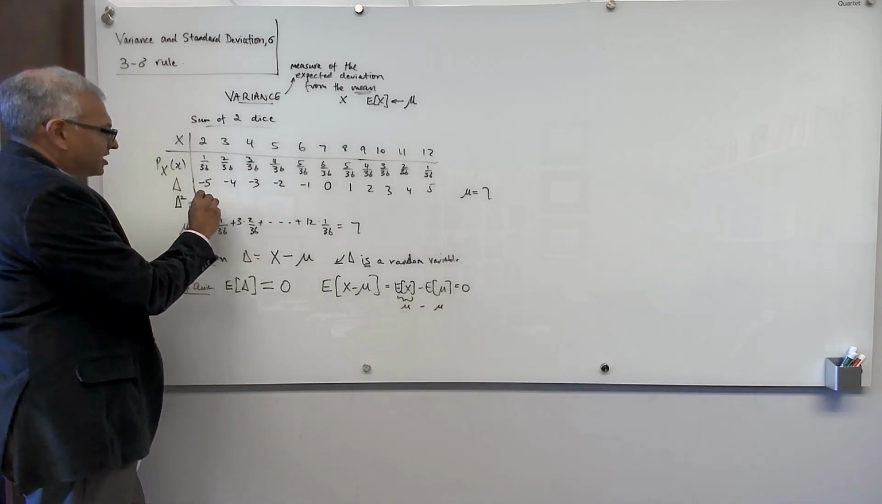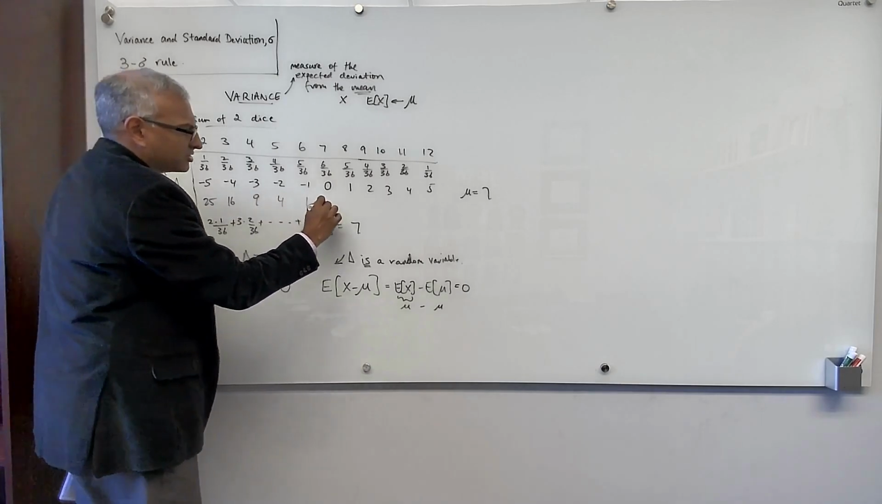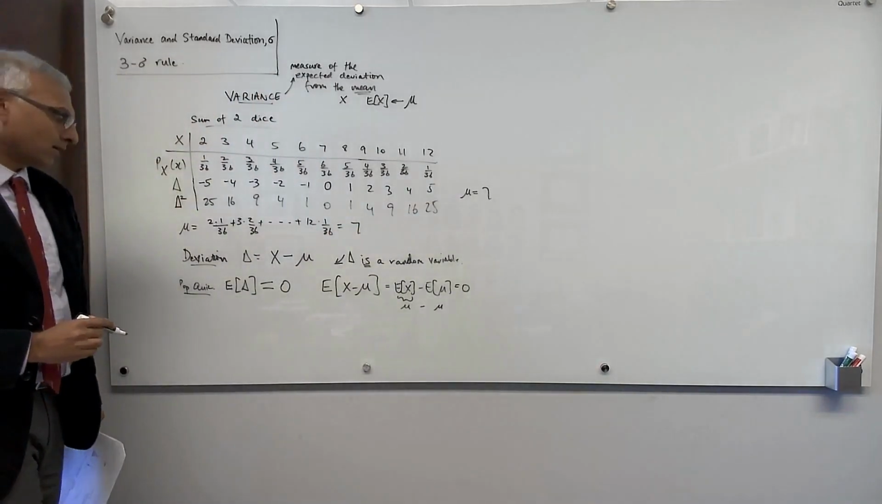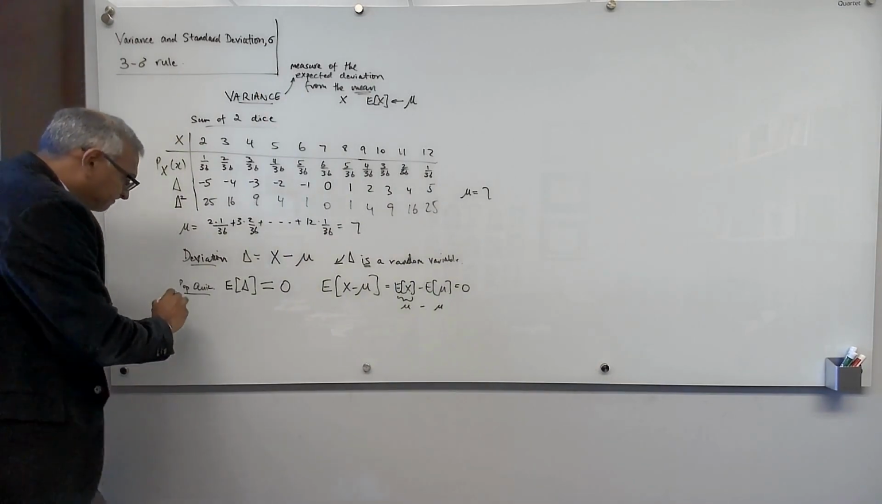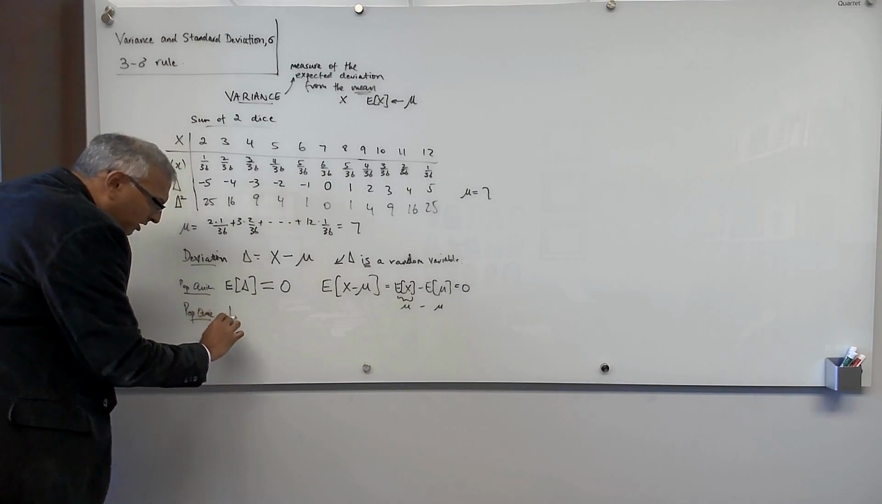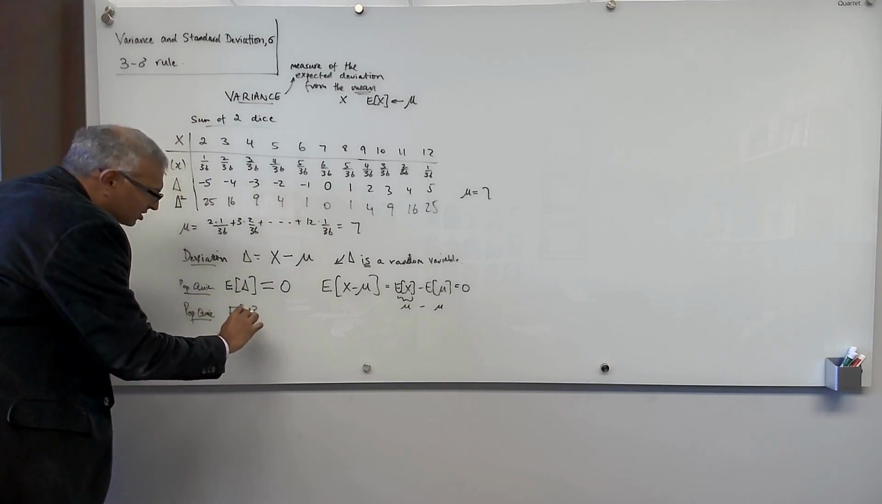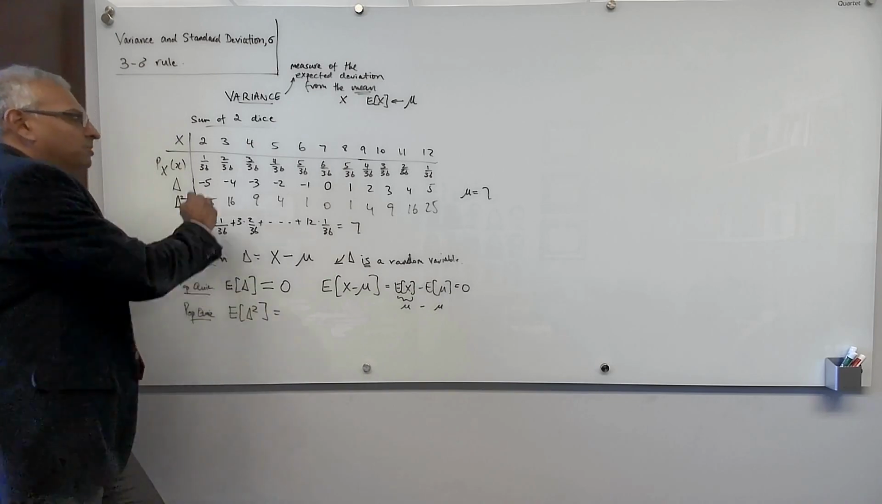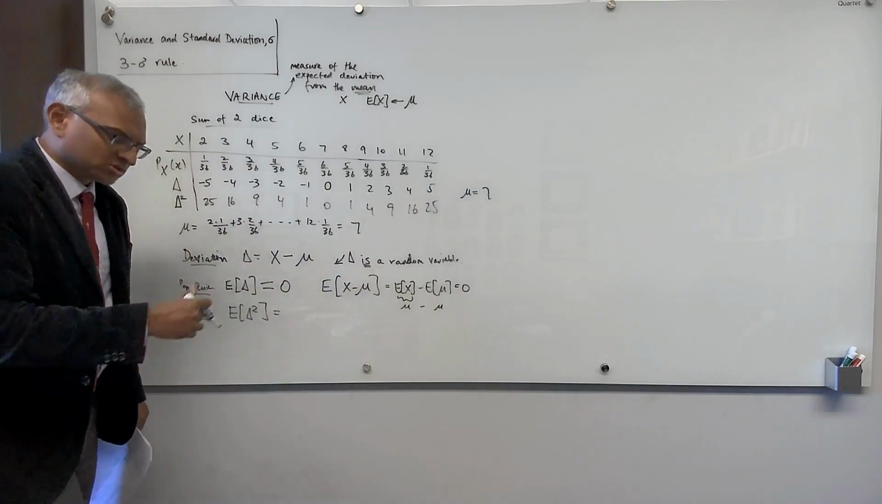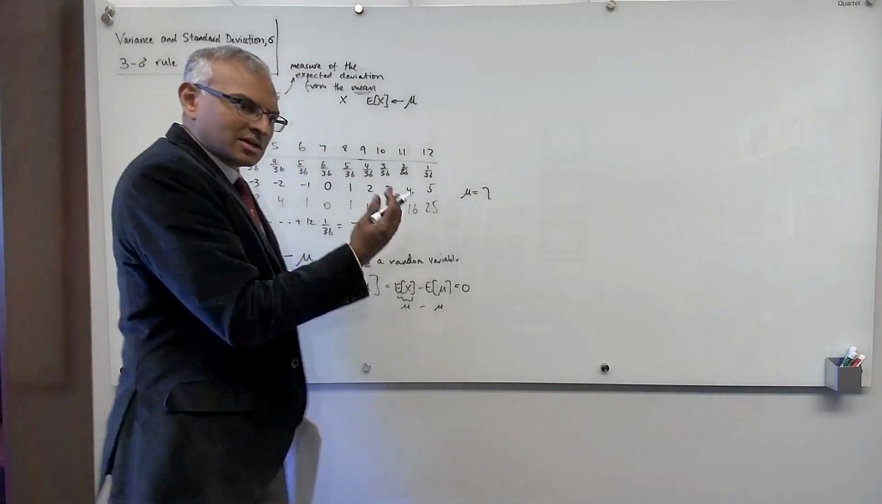So this is 25, 16, 9, 4, 1, 0, 1, 4, 9, 16, 25. So those are the deviations squared. And so pop quiz. Compute the expected value of the deviations squared. So pause the video, 1, 2, 3, 4, 5, give you a chance to do it, and then I'll show you what it is.